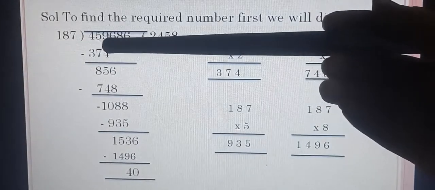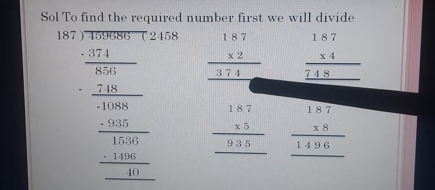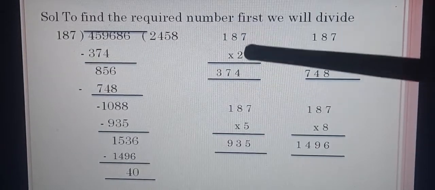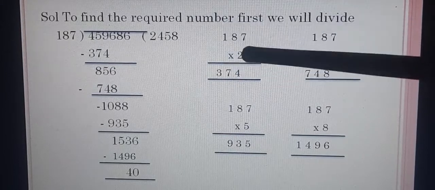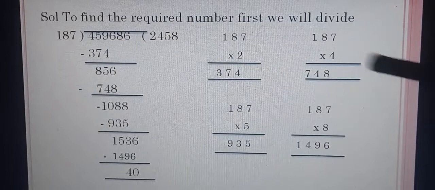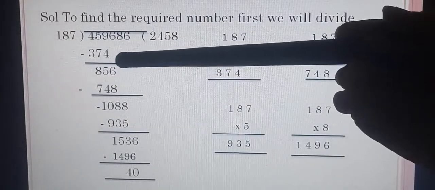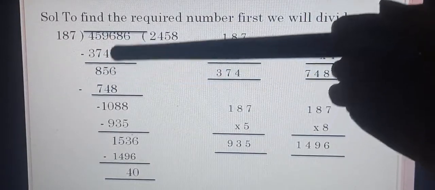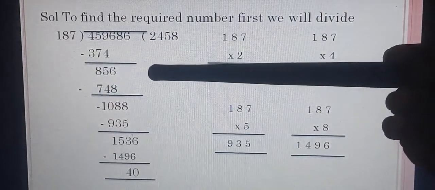187 and here 459. So 187 twos are 374. Okay, 2 sevens are 14, 4, 1 carry. 2 8s are 16 plus 1 17, 7 1 carry, 2 1s are 2 plus 1 3. Multiplication you can do in rough column. Now write here 374, do subtraction. After subtraction you will get 85. Take the next digit 6. Now dividend has become 856.